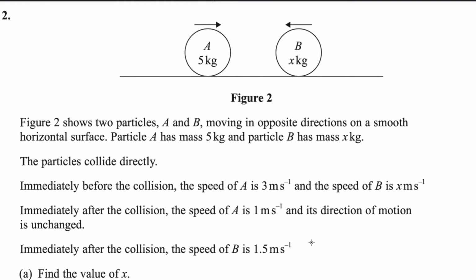The particles collide directly. Immediately before the collision, the speed of A is 3 meters per second, and the speed of B is x. Immediately after the collision, the speed of A is 1 meter per second, and the direction of motion of A is unchanged. Before, it is on the right side, so it will still remain the same after the collision. Immediately after the collision, the speed of B is 1.5.